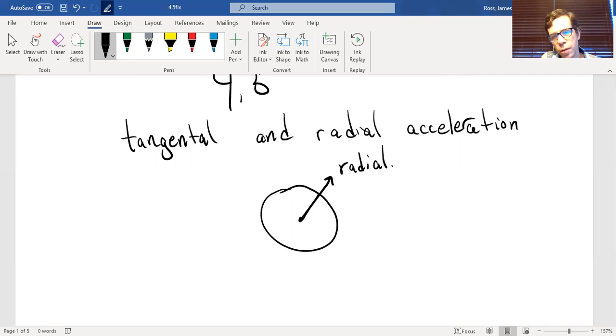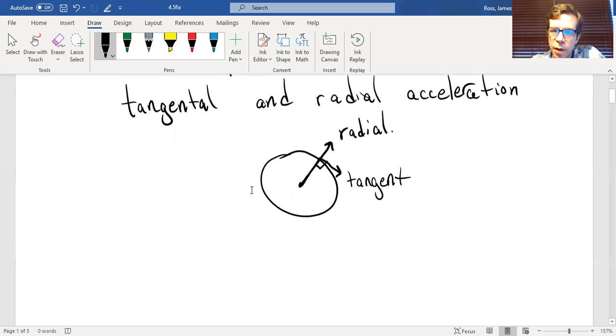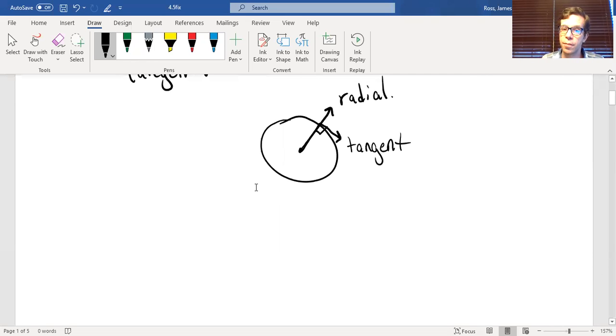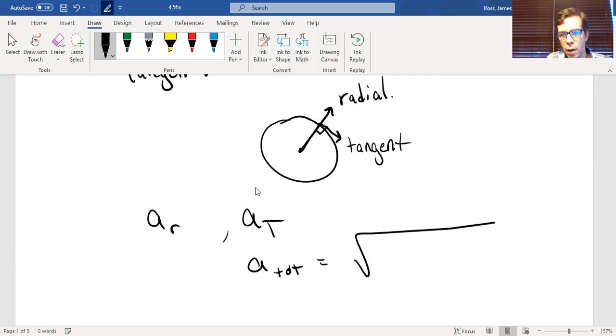If we look at tangential, that means a tangent line, so it intersects the surface at one point. But for a circle, that means that it's going to be perpendicular to a radial line. So that's useful because now we can talk about two perpendicular vectors and add them. So if we have a radial acceleration and a tangential acceleration, our total acceleration then is the square root of the sum of the squares.